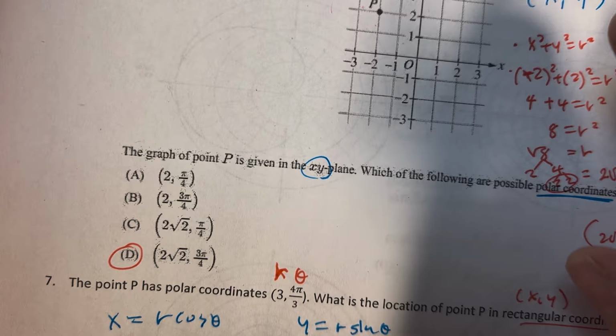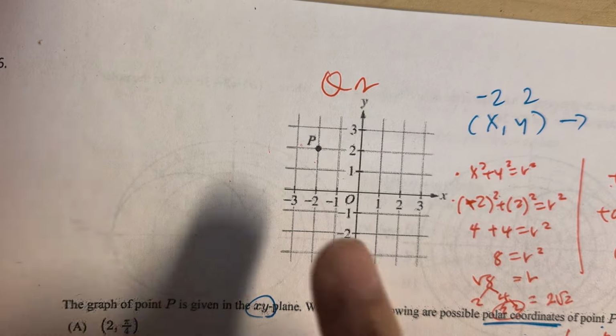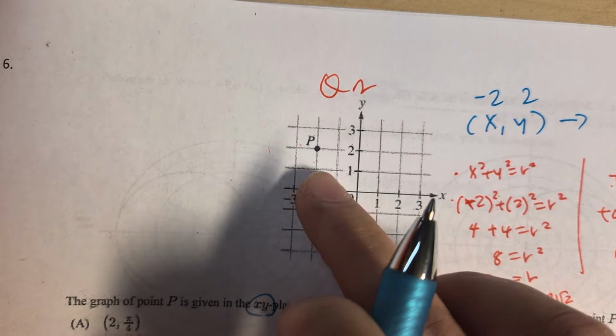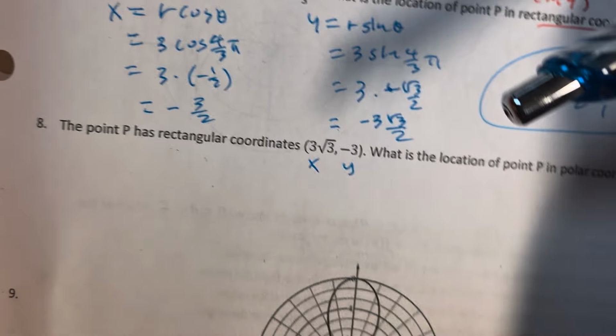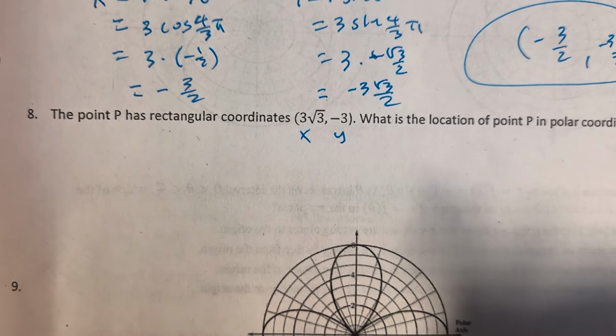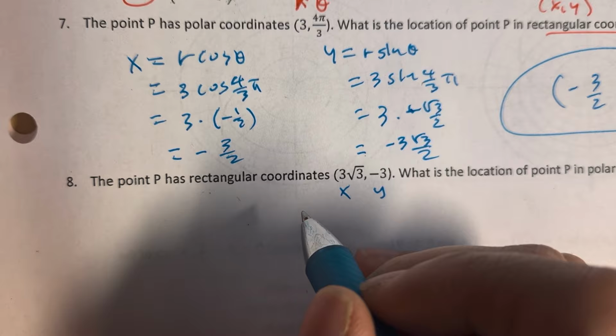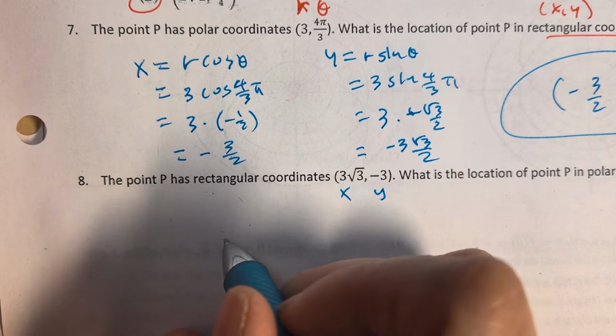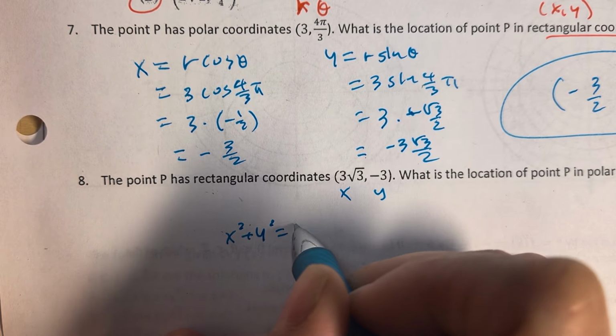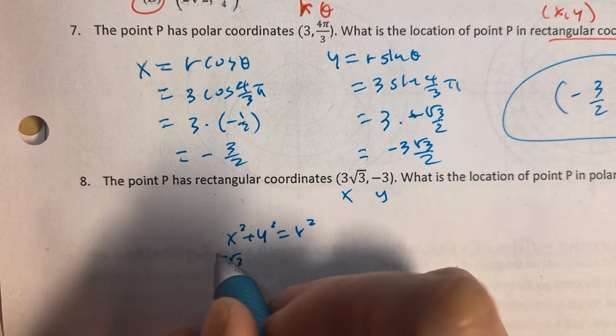So number 8 and number 6 are the same thing, except number 6, it was on the graph in a rectangular plane. Number 8, it just tells you where it's at, like the coordinate itself, okay? So it's going to be what? X squared plus y squared equal to r squared. I'm going to go a little faster.